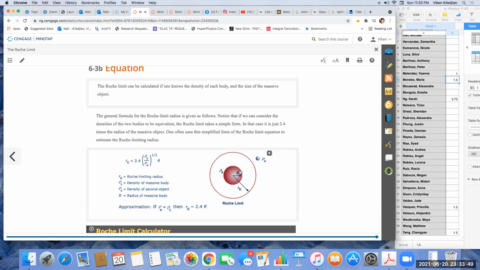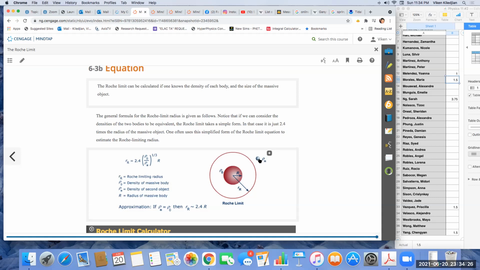So if the two densities of the planet and the moon are the same, if this divided by this is 1, then 1 to the 1/3 power is still 1. Then that means the Roche limit is 2.4 times r. So basically here in the picture, they're showing you the Roche limit. What would the Roche limit be if that moon and the planet are the same density? If this guy comes within this, it'll be shattered into pieces.